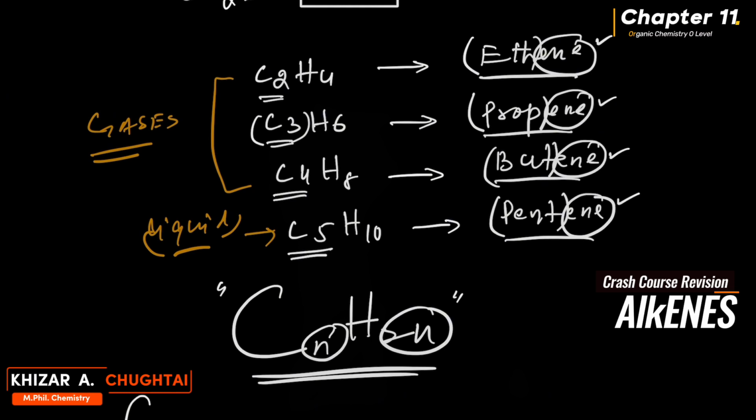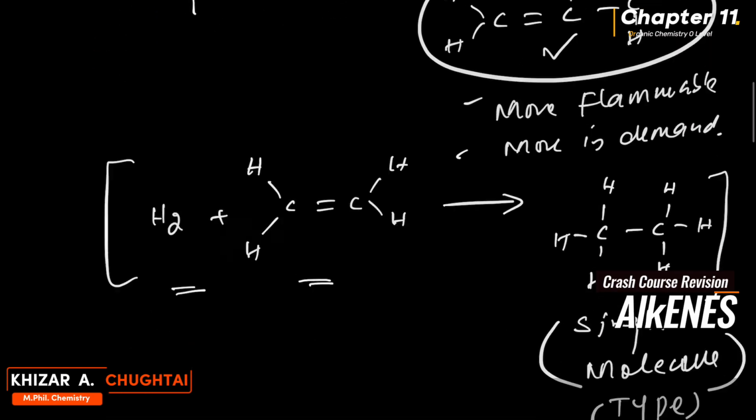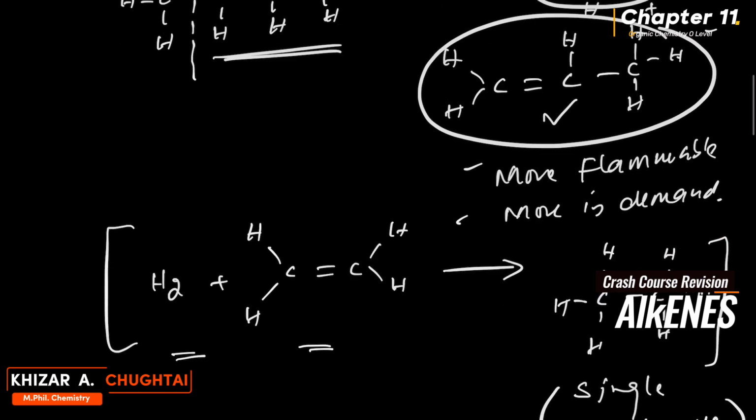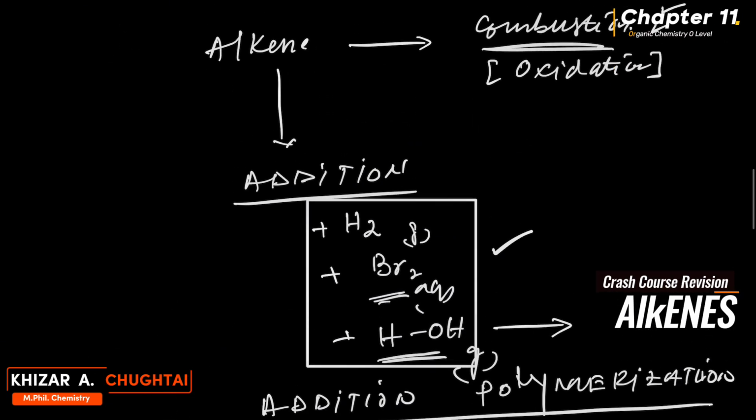So these are a few general physical properties, and there are basically two types of chemical properties. One is combustion, that is reaction with oxygen, and the other is addition. So these are the overall main points about alkene.